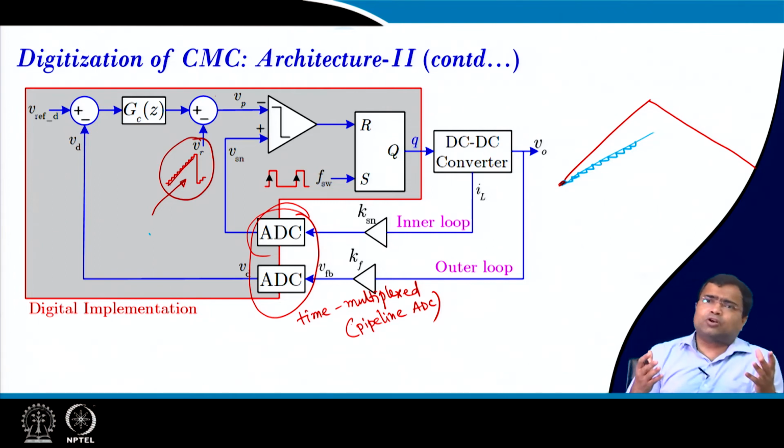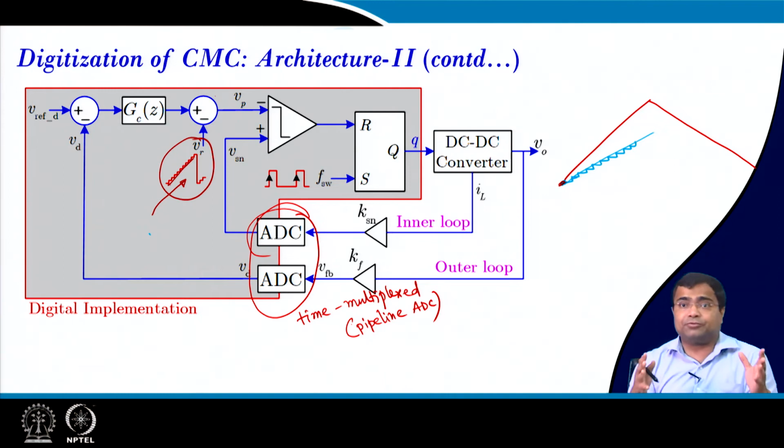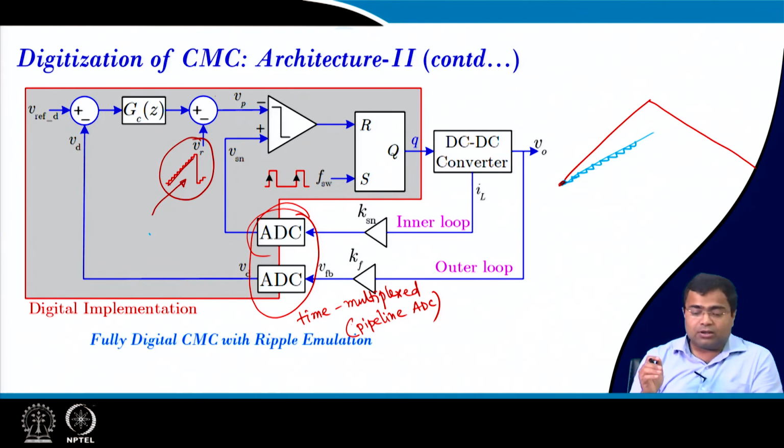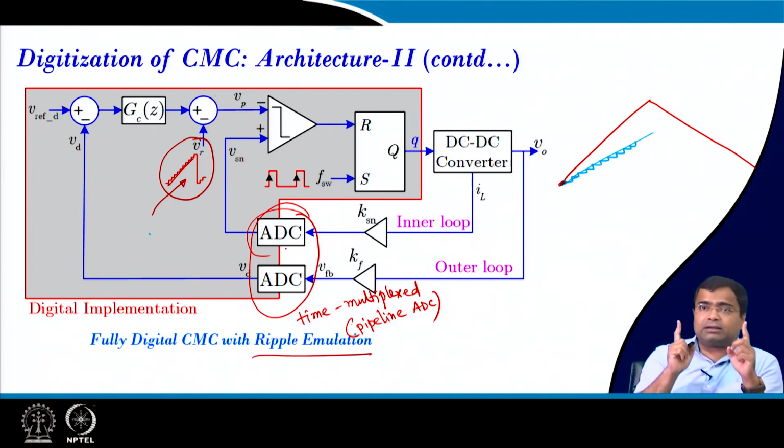There are other techniques also, which we will discuss when we go to that architecture. It can also be shown that even if you take the exact current ripple, it may not be good from the fast-scale or stability point of view. What will be the right choice of the slope, we will discuss when we go to stability and other aspects of digital current mode control. The only thing to keep in mind is that it is possible to implement a fully digital current mode control with ripple emulation, in which the ADC of the current as well as the voltage can be sampled once per cycle.